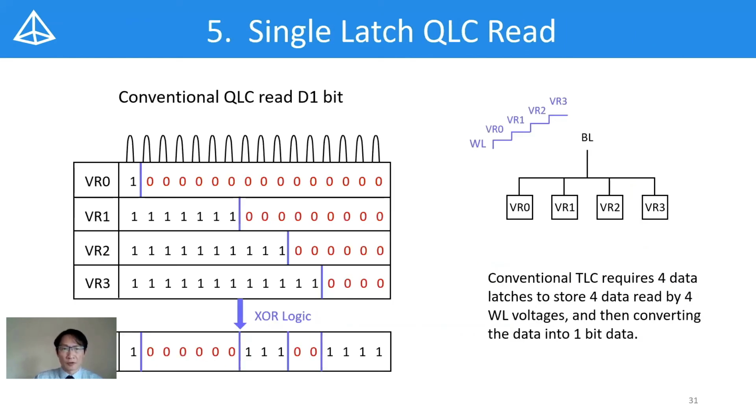This slide shows the conventional read operation of the QLC cell. The cell is read by 4 forward voltages to get 4 data. And then the control logic will compare the 4 data to generate the final 1-bit data. This operation requires 4 data latches to read just 1-bit data.